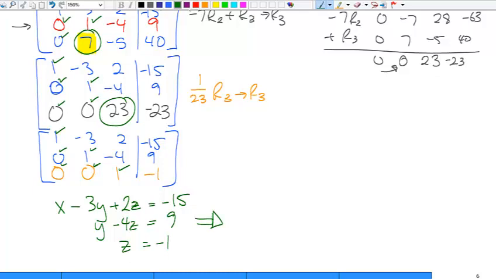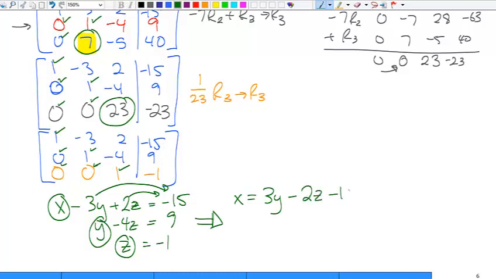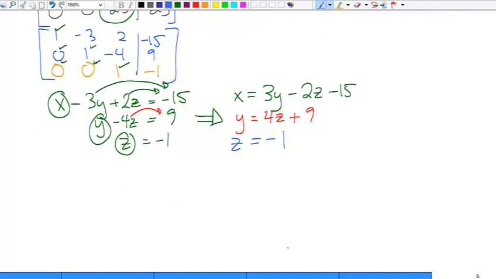Now let's change those into solving for x, y, and z. So in order to solve, I'm going to move the 3y, so I have x equals 3y minus 2z minus 15. Notice that the 3y and the 2z changed signs, but the -15 didn't because it was already on the right hand side. For y, I'm going to move the 4z over. It's going to go from -4z to +4z. Notice the 9 stays positive. And then z is already solved for, -1.